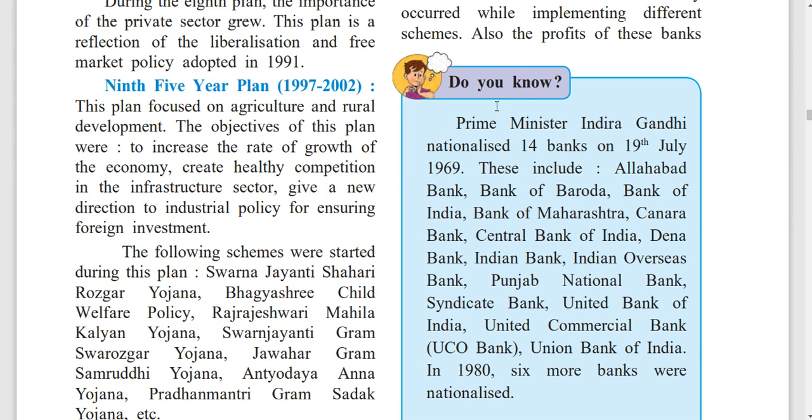Do you know Prime Minister Indira Gandhi nationalized 14 banks on 19th July 1969. These include Allahabad Bank, Bank of Baroda, Bank of India, Bank of Maharashtra, Canara Bank, Central Bank of India, Dena Bank, Indian Bank, Indian Overseas Bank, Punjab National Bank, Syndicate Bank, United Bank of India, United Commercial Bank, UCO Bank, and Union Bank of India. In 1986, more banks were nationalized.